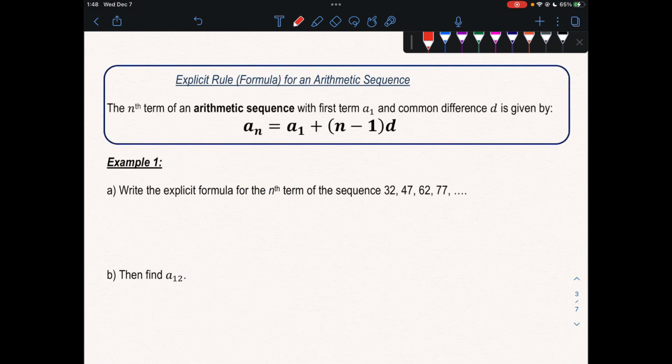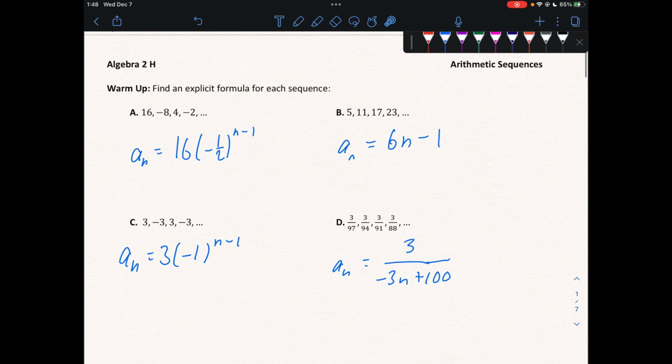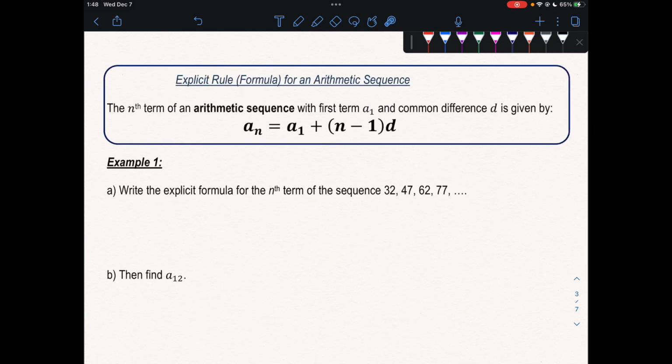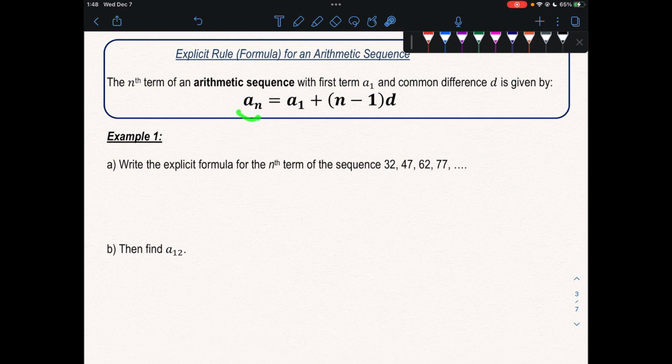So here, finally, is the explicit rule for any arithmetic sequence. So going back to our warm-up here, you no longer have to try to guess at what this would be or try to find a line that it will work with. This formula will work for every linear or arithmetic sequence. A sub n is the nth term, a sub 1 is the first term, n is what term you're looking for, and D is the common difference.